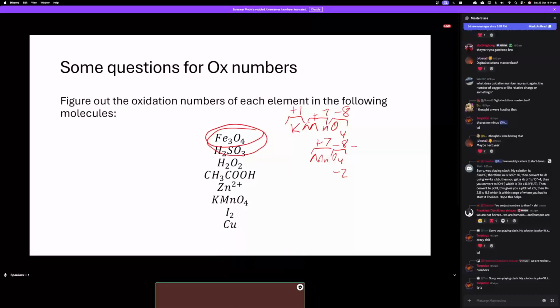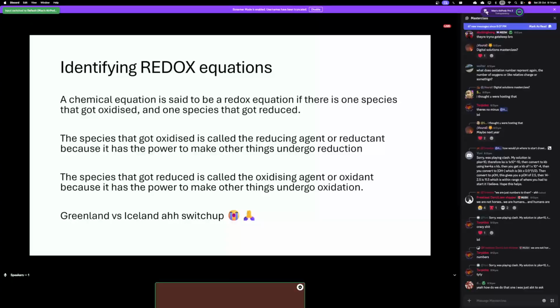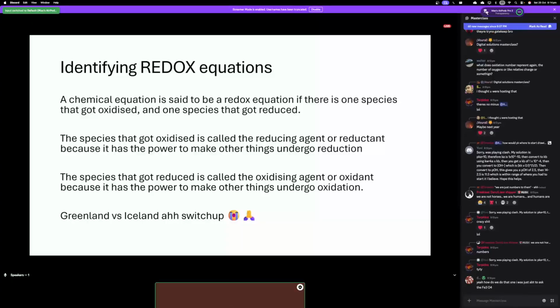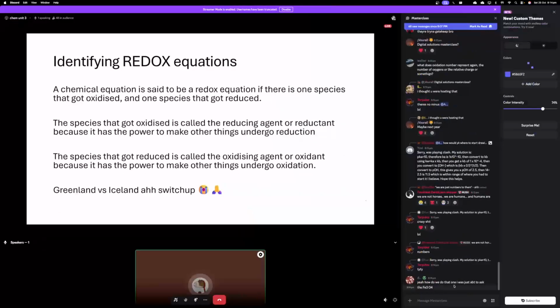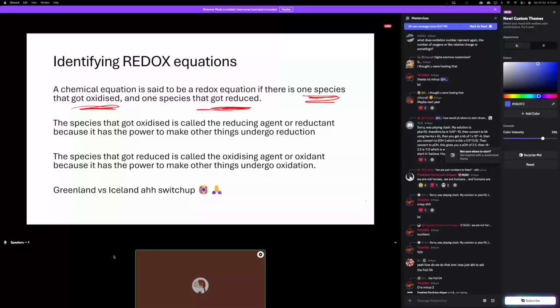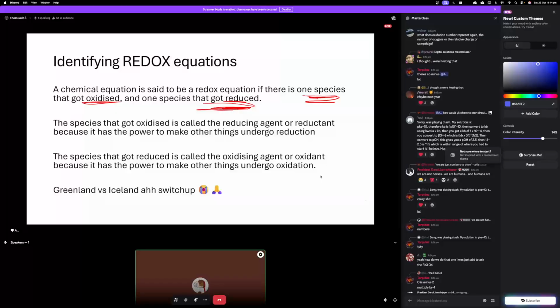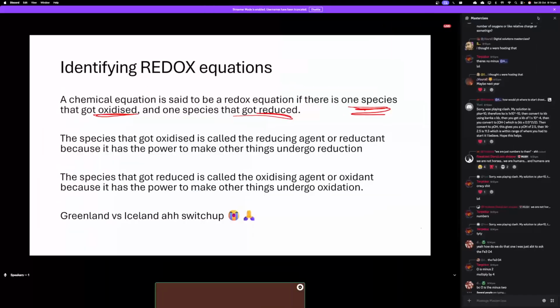Fe3O4 is a good one if anyone wants to try. That's a nice one. Cool. Moving on. Identifying redox. A chemical reaction is said to be a redox reaction if one species gets oxidized and one species gets reduced, right? How we figure out which is oxidized and which is reduced, I'm going to explain literally on the next slide, so don't worry about that yet.